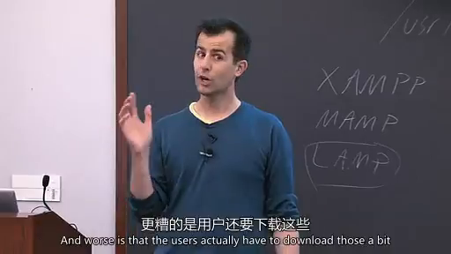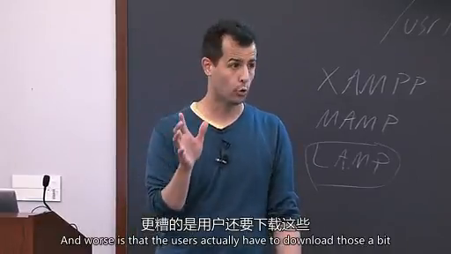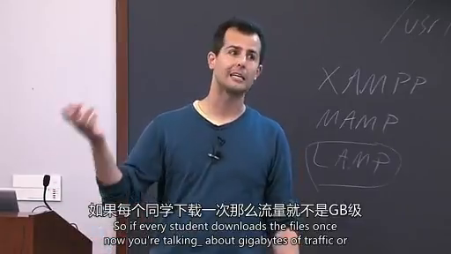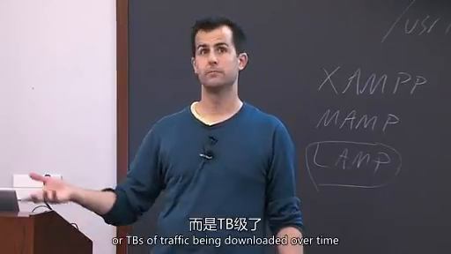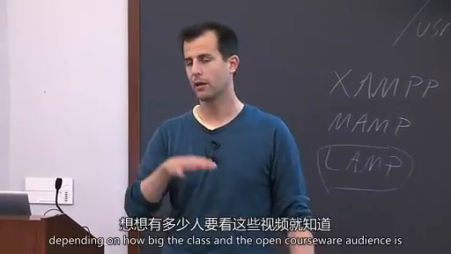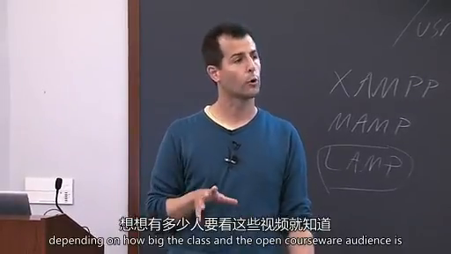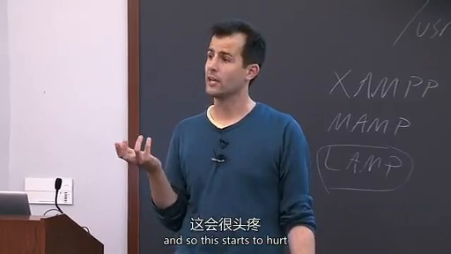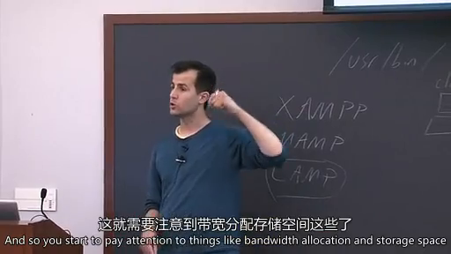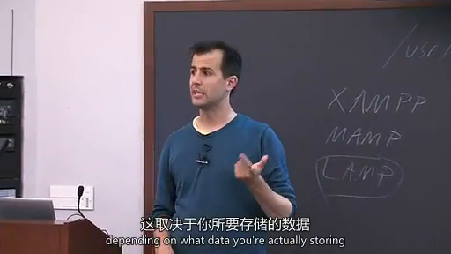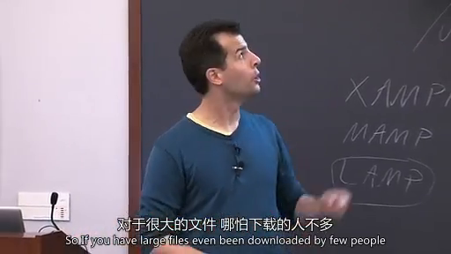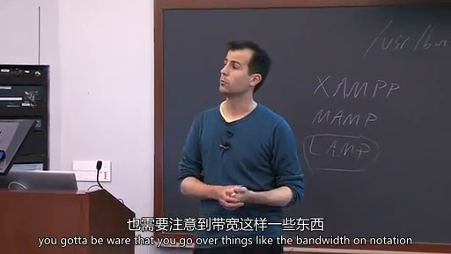That's a lot. And worst is that the users actually have to download those bits. So if every student downloads those files once, now you're talking about gigabits, or terabytes of traffic being downloaded over time, depending on how big the class and the OpenCourseWare audience is. And so this starts to hurt. You start to pay attention to things like bandwidth allocation and storage space, depending on what data you're actually storing. So if you have large files being downloaded by even a few people, you've got to be aware that you don't go over things like the bandwidth limitation.